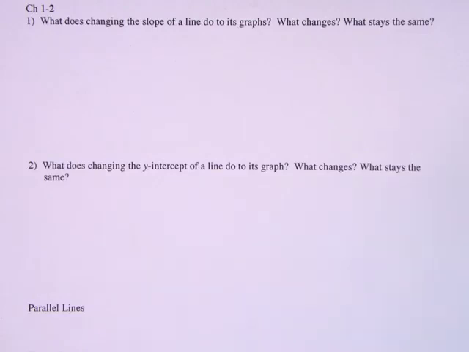What does changing the slope of a line do to its graph? What changes? What stays the same? Let's take a look at a graphing calculator.